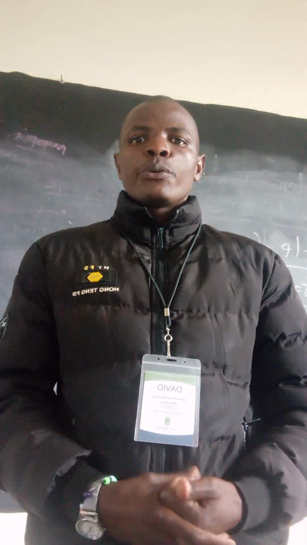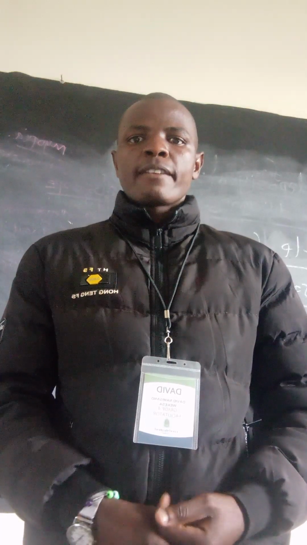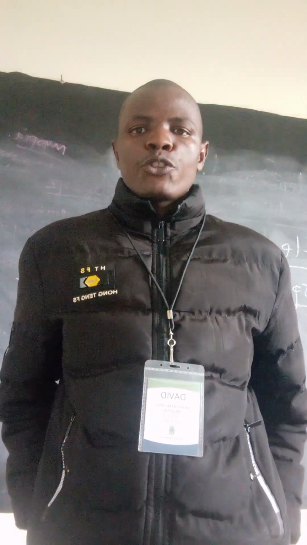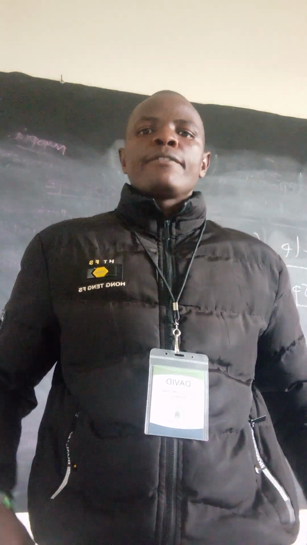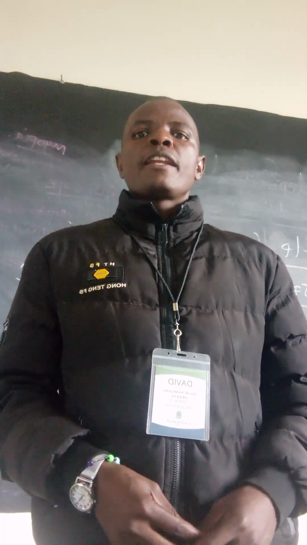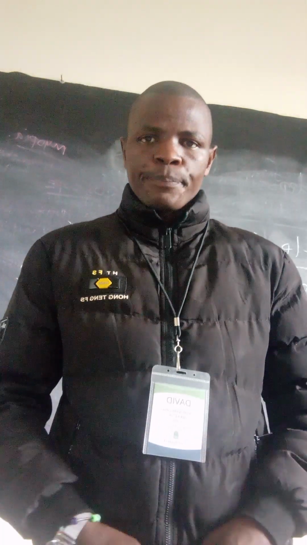I'm going to take you through Science Grade 9 under Nutrition, and more so in plants. We understand that nutrition has been classified into two. Number one, we have autotrophism. Then number two, we have heterotrophism.